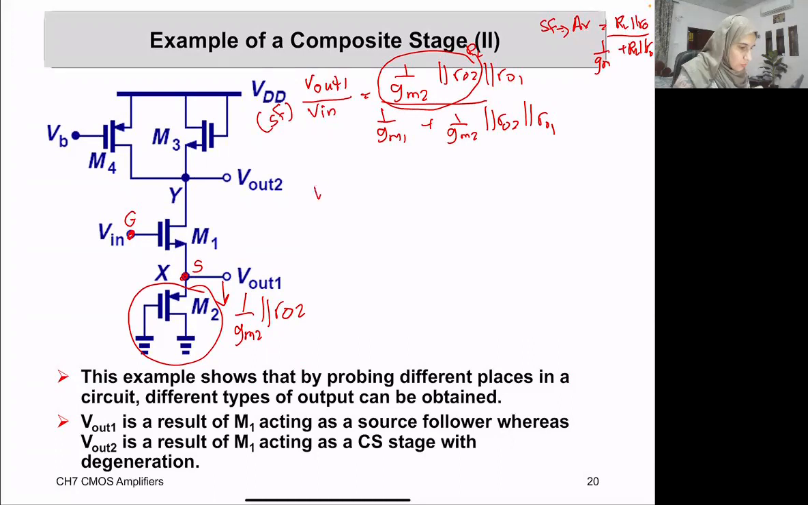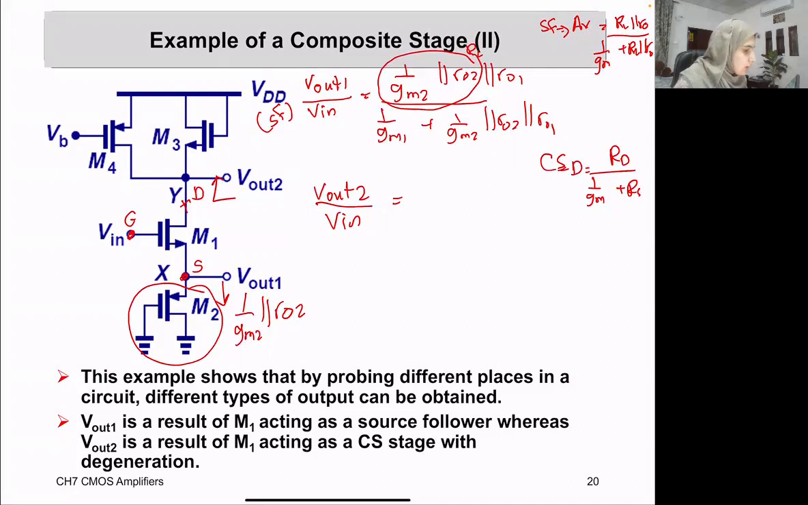Now, what about V out 2 over Vn? V out 2 is taken from the drain of the amplifier, and the source is degenerated with this transistor M2. So the general gain of a common source with degeneration, if you remember, is RD over 1 over GM plus RS. Okay, so now our RD is going to be what we are seeing at the drain side.